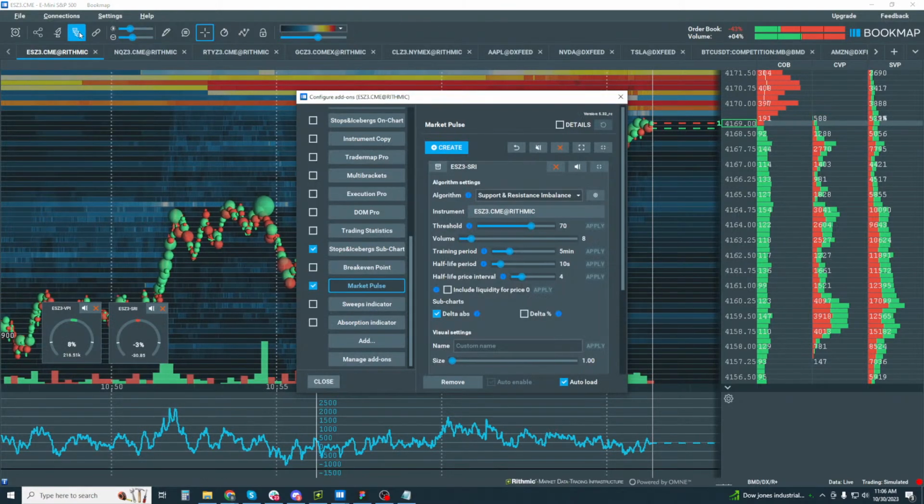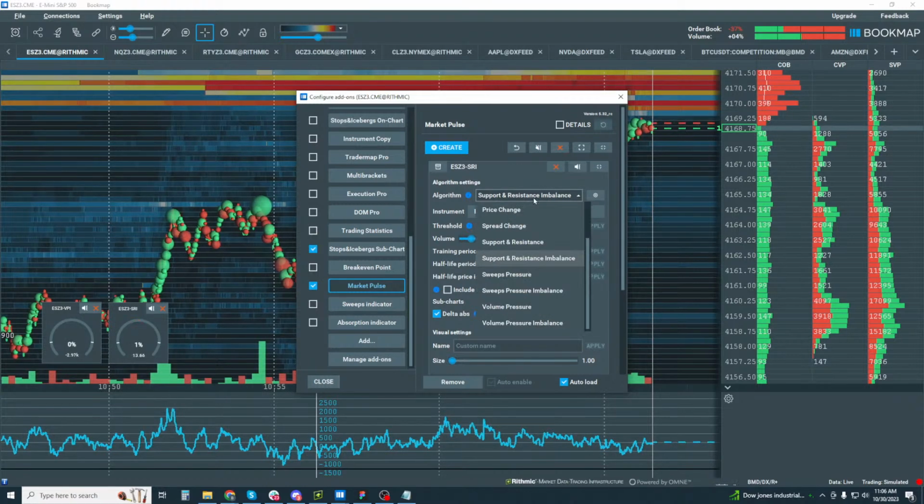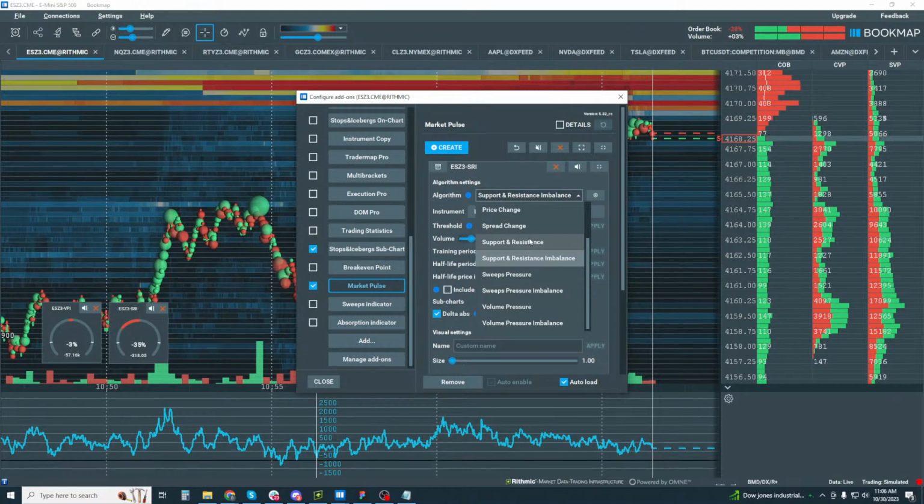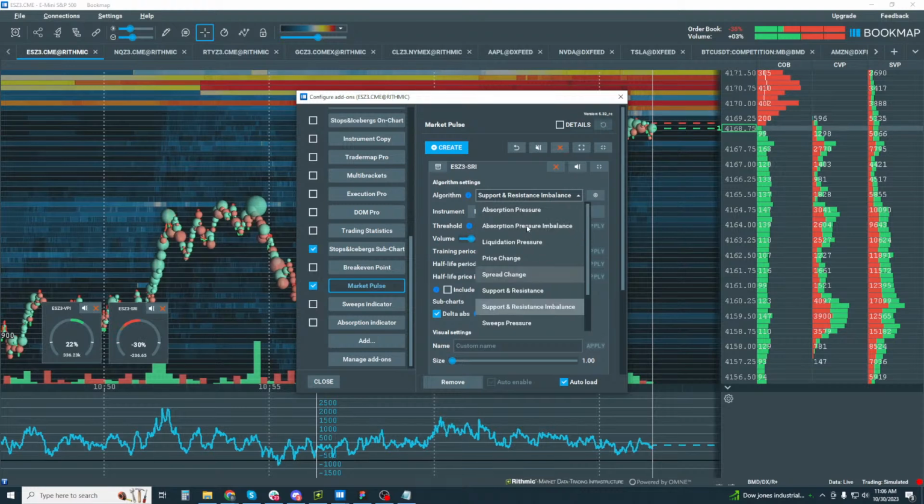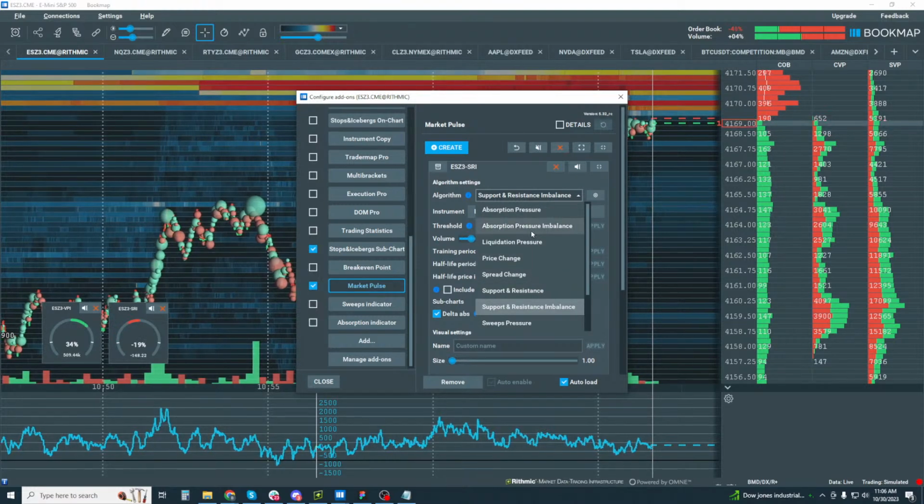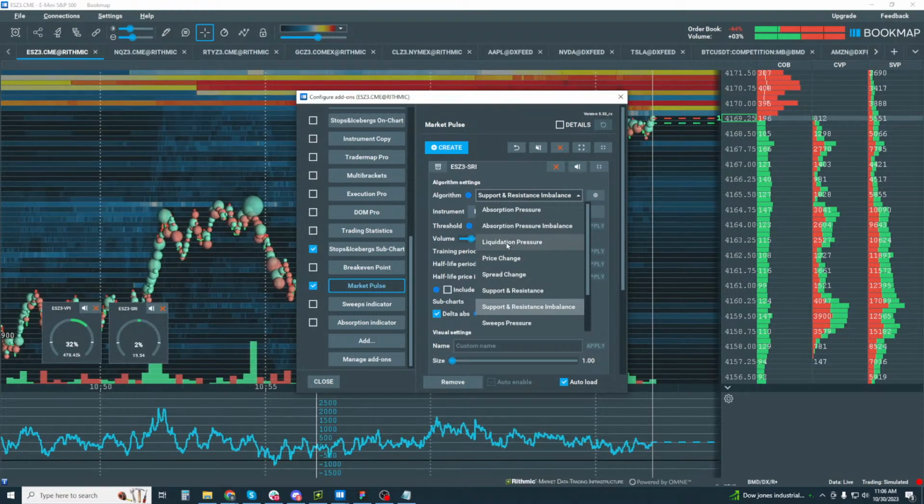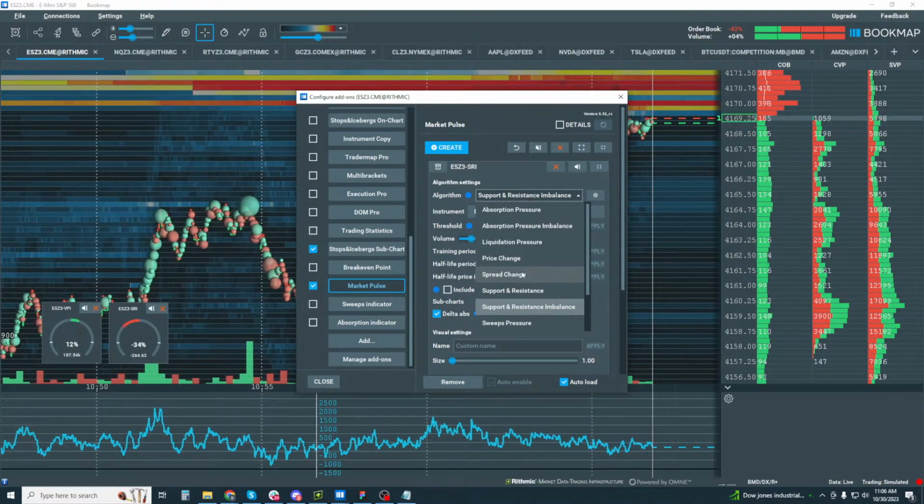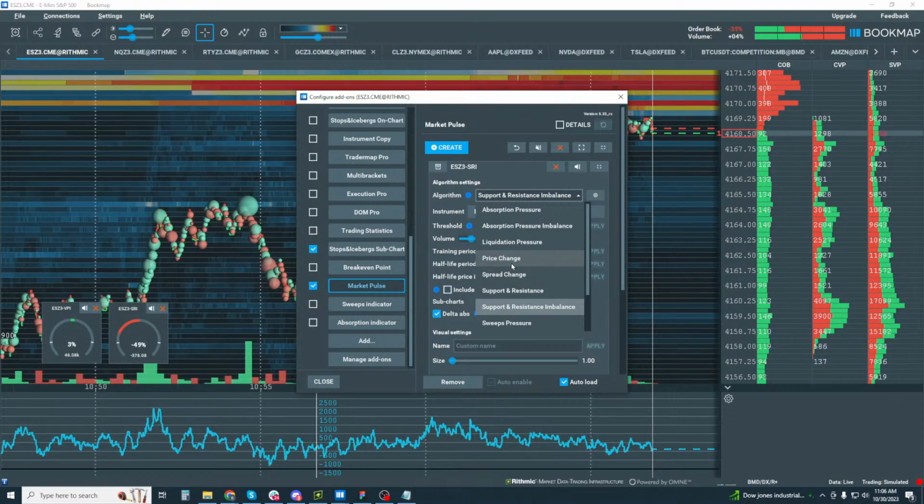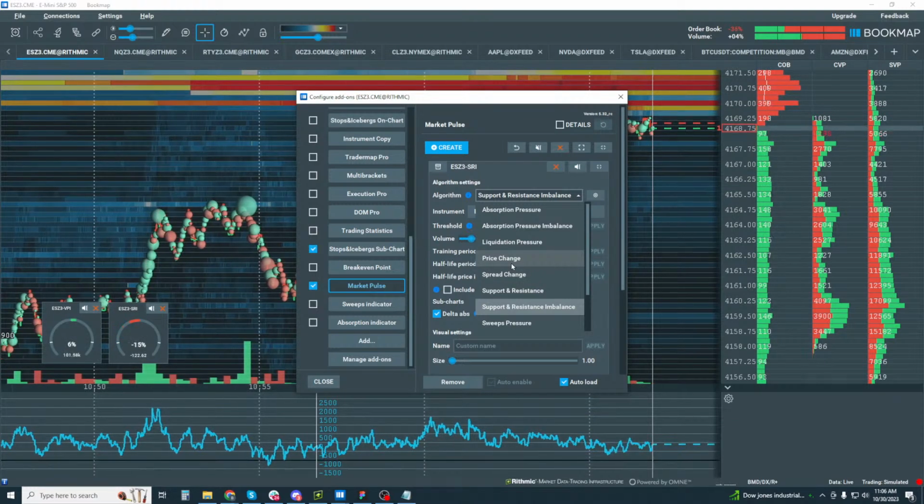Let's add another one in here. We've gone through these two before. Let's go through the absorption and the sweeps. There's also price change, spread change and liquidity pressure. Liquidity pressure is only for crypto, and price change is free for everybody. This one is a very useful one as well. I want to go over these new ones though.